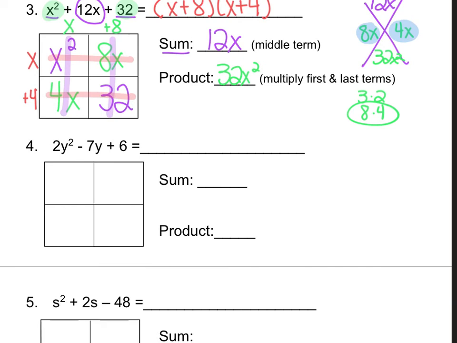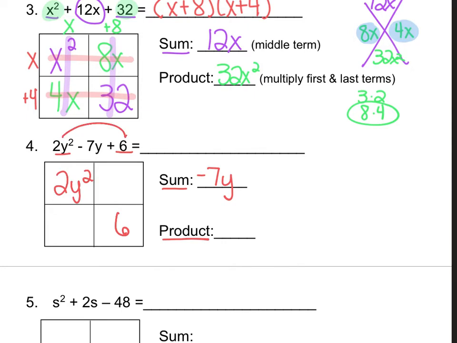So let's look at number 4. So what we do know is that 2y squared has to go in the top left and positive 6 has to go in the bottom right. But we don't know how to factor out the negative 7y. What's going to go in the boxes for those? So we need something that adds to the middle term, negative 7y, and multiplies, remember, to the first and last term.